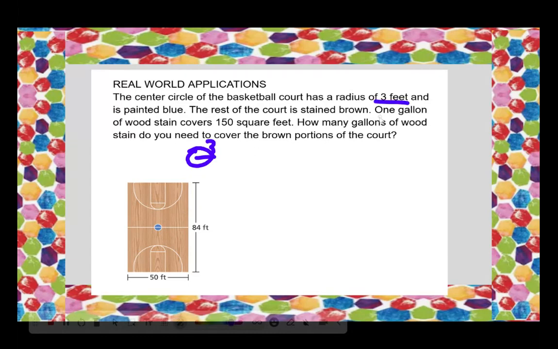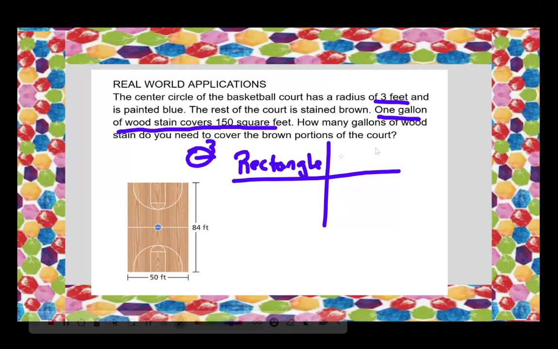Okay, we know the rest of the court is stained brown. So 1 gallon of wood stain covers 150 square feet. How many gallons of wood stain do you need to cover the brown portions of the court? So we need to take that circle piece out because that is blue. Okay, so I see the court is a rectangle, and we're finding area because we are going to be painting the inside. And then I see a circle.